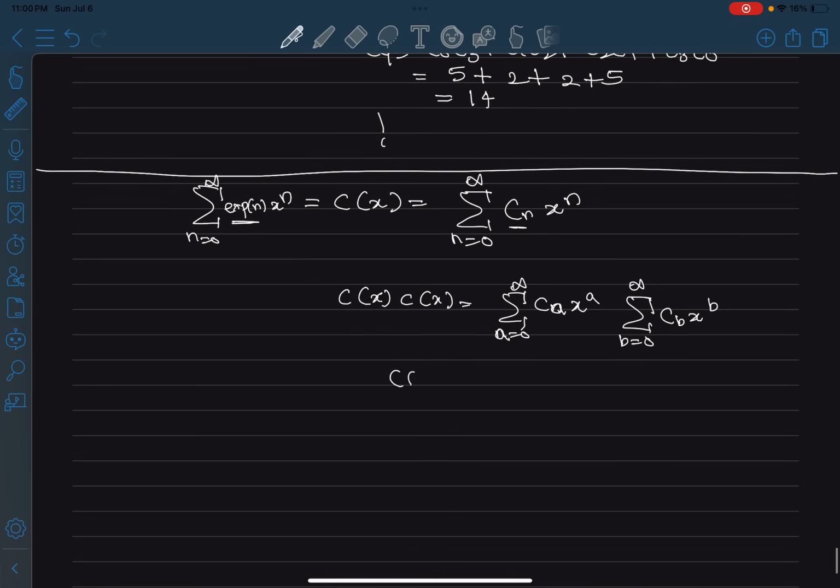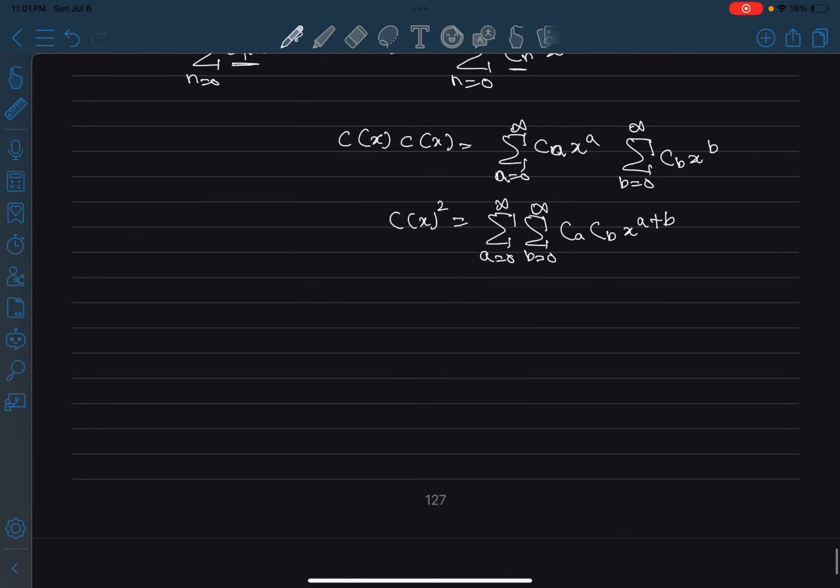I can write it as a going from 0 to infinity, b going from 0 to infinity, of c sub a times c sub b times x to the power a plus b, right? Now, a is going from 0 to infinity, and b is also going from 0 to infinity, right?